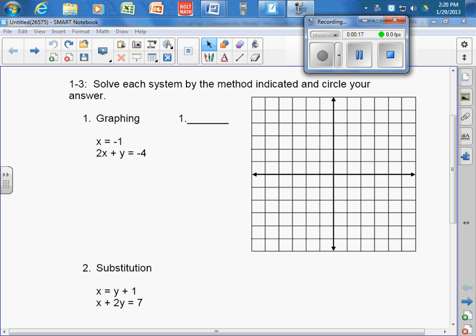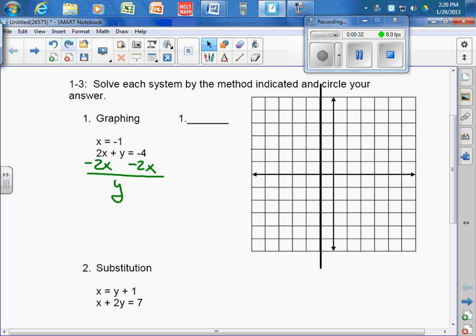All right, so this first problem says we need to graph x equals -1 and then 2x plus y equals -4, and then you're going to tell me where they intersect. Well, here's the line x equals -1. Remember, it's a vertical line where x is equal to -1.